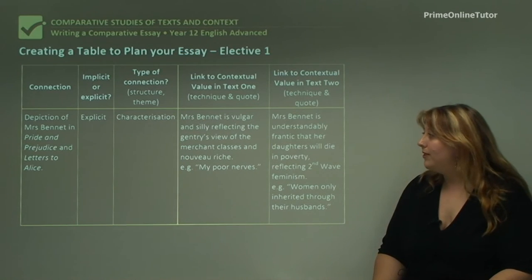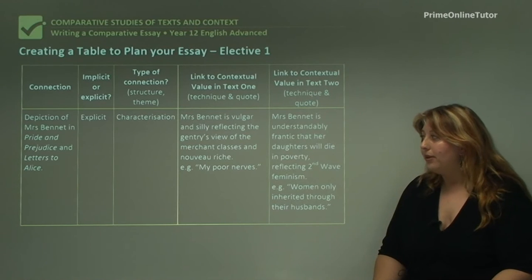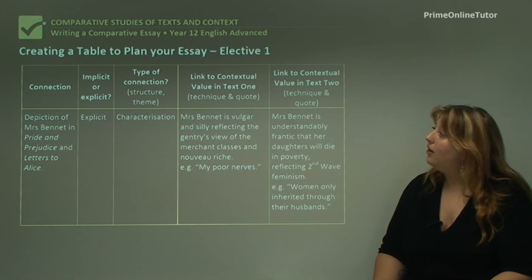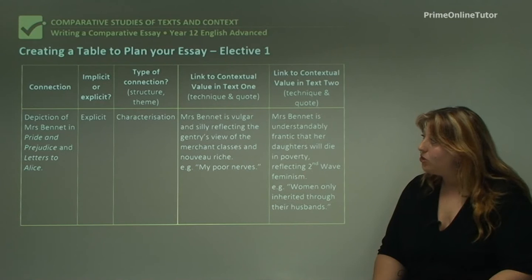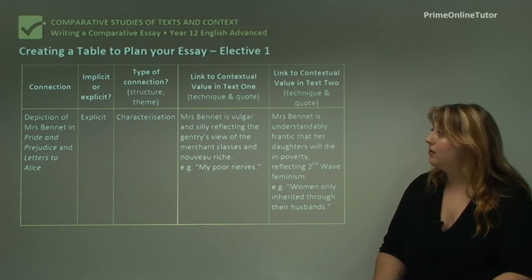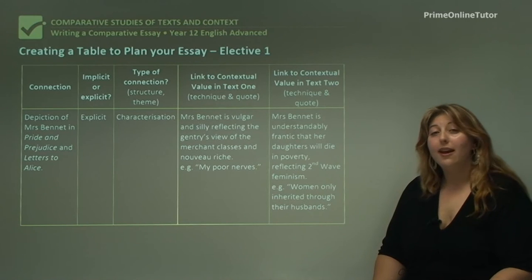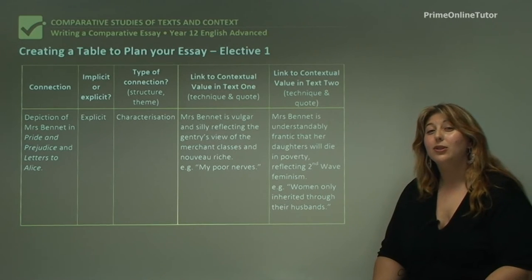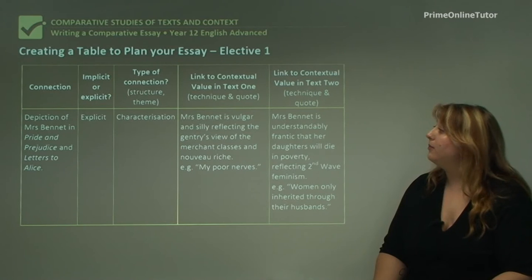So the depiction of Mrs. Bennet takes place in Pride and Prejudice and also in Letters to Alice. So this would be an explicit connection because it's a direct reference, so the name Mrs. Bennet appears in both texts. The kind of connection would be a characterization, although the characterization is going to be slightly different because of values.